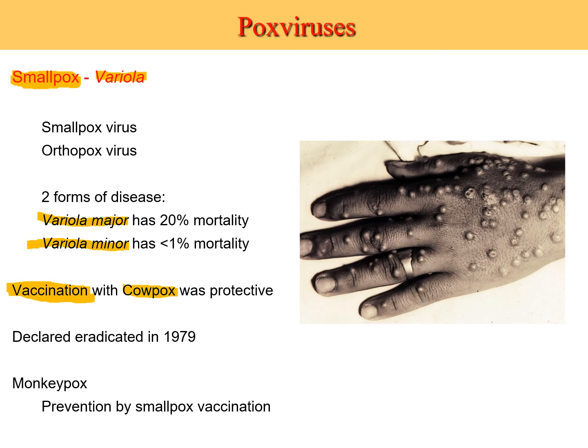Well, the vaccine is completely protective, and this virus is only found infecting humans, and so with a very proactive, aggressive, vigilant vaccination program worldwide, they were able to declare the disease eradicated in 1979.